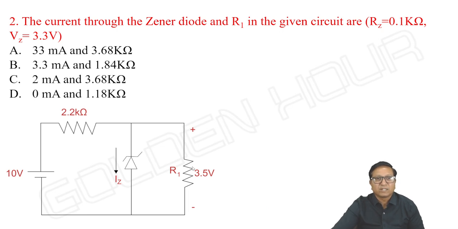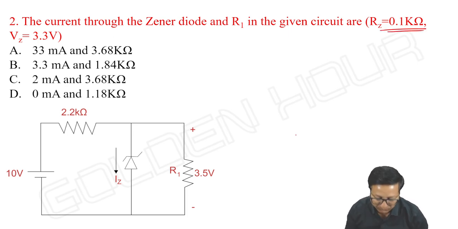See this question. The current through the Zener diode and R1 in the given circuit are. R1 or RL, anything we can write, no issues here. R1 given, we will write that one only. So current through the Zener diode, and here Zener diode RZ is equal to 0.1 kilo ohms or 100 ohms. Then how do we do this problem?